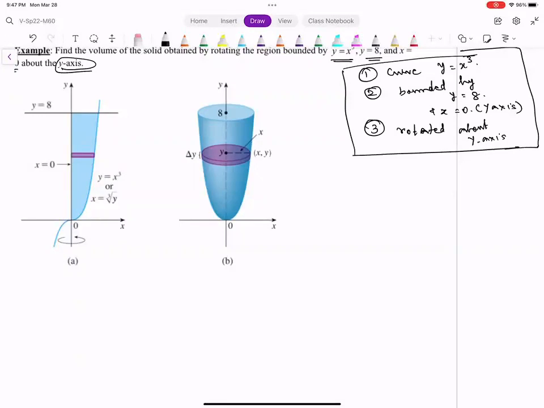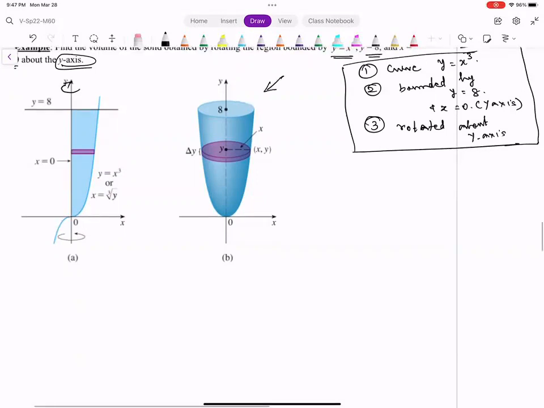So for now, we are considering only the upper part of the graph, and it is rotated about the y-axis. When you rotate this region about the y-axis, you get a vertically upward, open-upward curve, like a bowl which can hold water. Now we are going to make a slice or a cross section at a distance y from the origin.